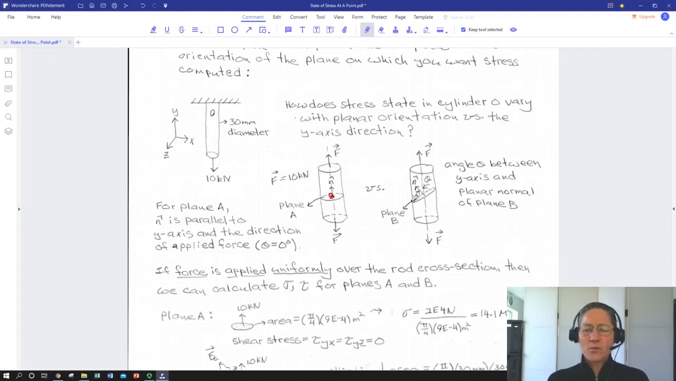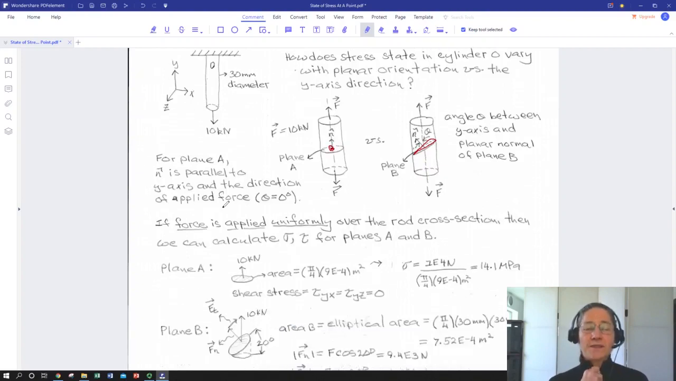But what if we look at a plane that's tilted a bit? What if we defined this plane tilted at an angle theta with respect to the axis of the cylinder? Well, now everything isn't axial anymore. The total stress is axial, but now with reference to that plane, there's a normal and a tangential component, and they're non-zero. There's going to be one for each.